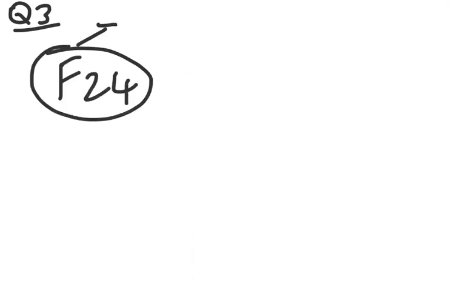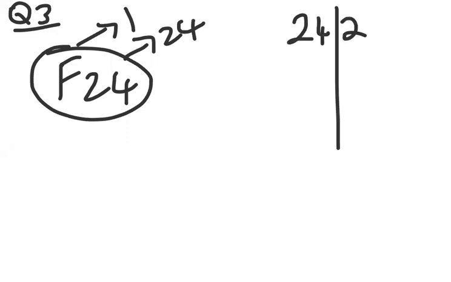So question 3, we're going to do factors of 24. Before we start, I've already put a 1 and a 24 over there. So let's continue. We have 24. Divide that by 2. And we can divide by 2 now because 24 is an even number. So 24 divided by 2 is 12.